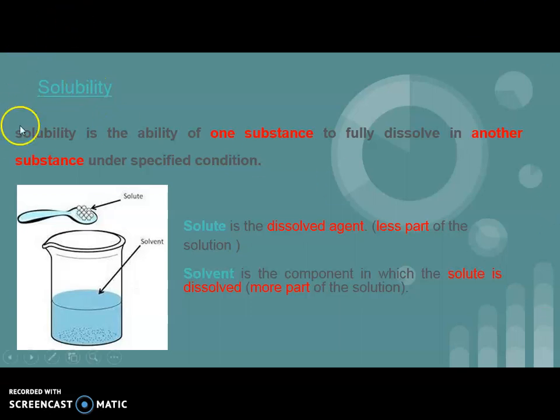Solubility is the ability of one substance, that is the solute, to fully dissolve in another substance, that is the solvent, under a specified condition. What is solute? Solute is the dissolved agent which forms the lesser part of the solution. What is solvent? Solvent is the component in which the solute is dissolved, which forms the greater part of the solution.